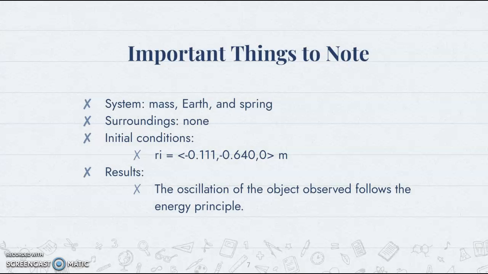Some other things to know is to recognize our system, which includes the mass, earth, and spring. And for the purpose of this lab, we will say that there's nothing in the surroundings to make calculations more simple, when in reality there are drag forces and other forces of friction acting upon the system. Our initial position is <-0.111, -0.640> meters, and our final result is that the oscillation of our object follows the energy principle.